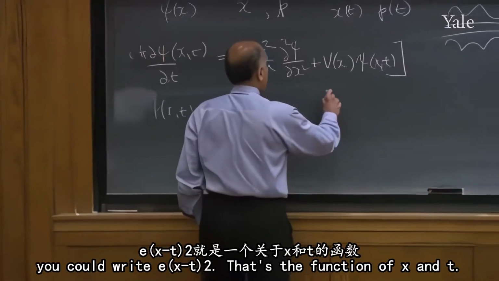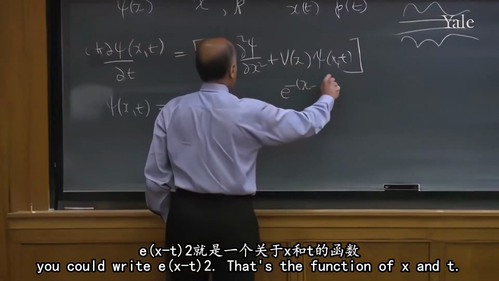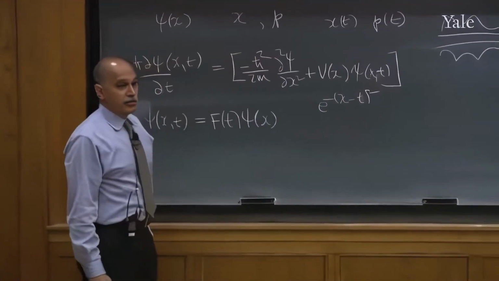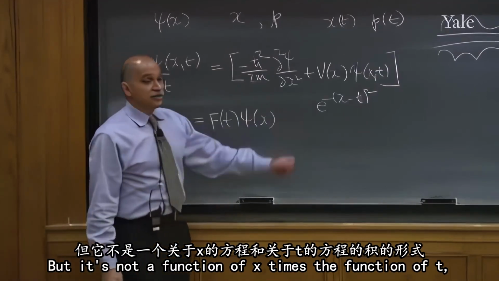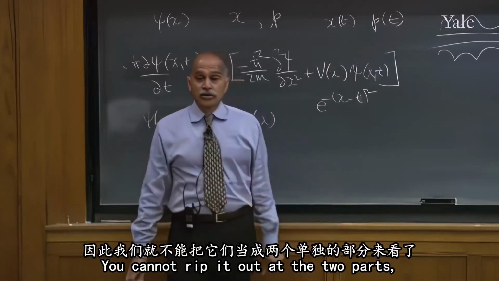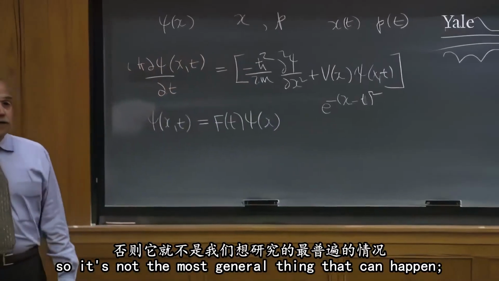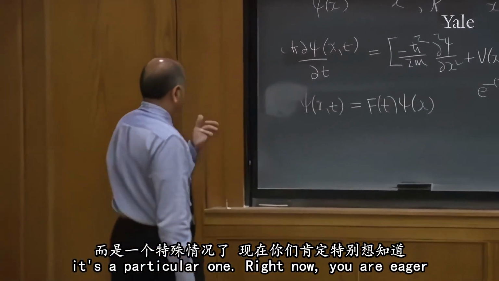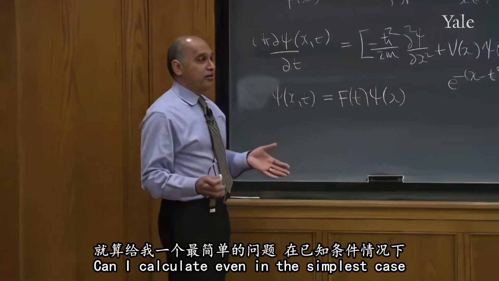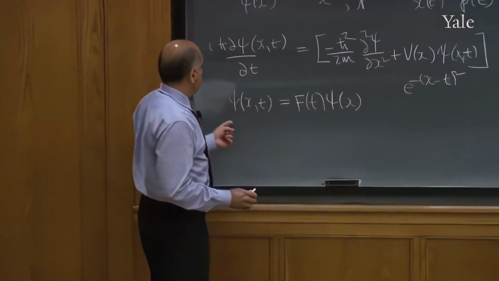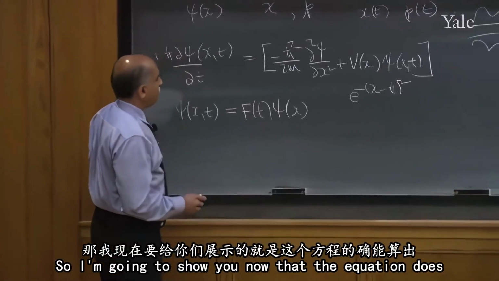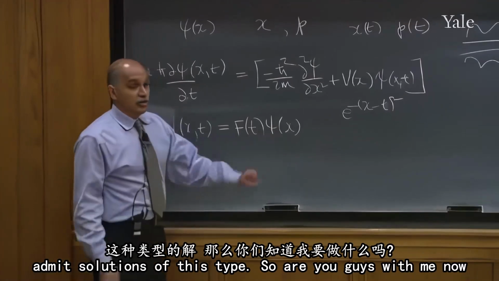For example, you can write e to the x minus some number times t squared. That's a function of x and t. But it's not a function of x times a function of t. You see that? x and t are mixed up together. You cannot rip it out into two parts. So this is not the most general thing that can happen. It is a particular one. Right now, you're eager to get any solution. You want to say, can I do anything? Can I calculate, even in the simplest case, what the future is given the present? You are asking, can this happen? So I'm going to show you now that the equation does admit solutions of this type.